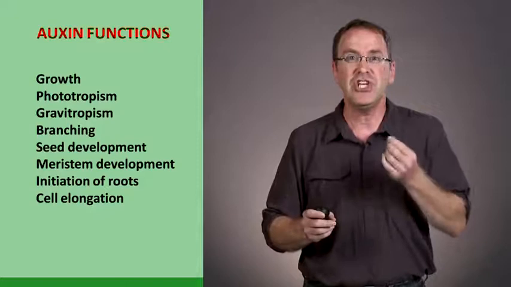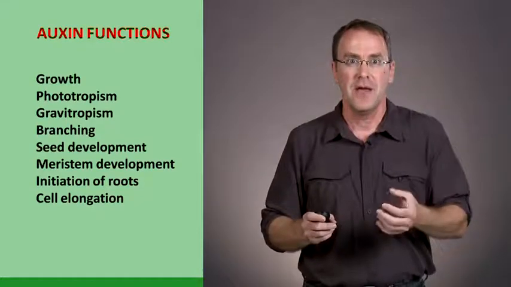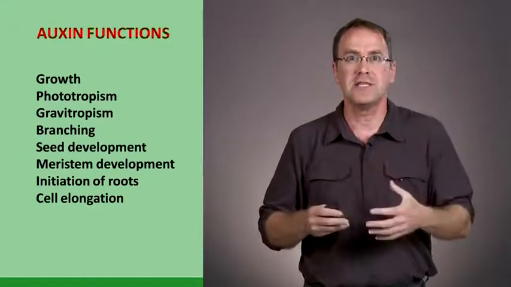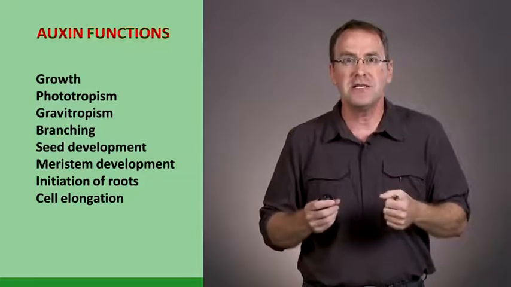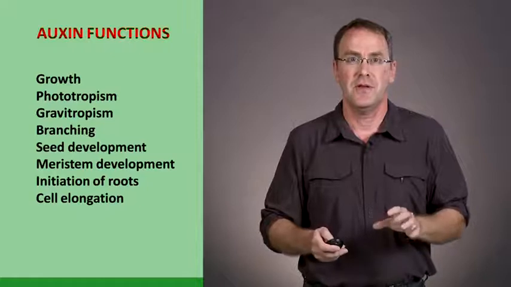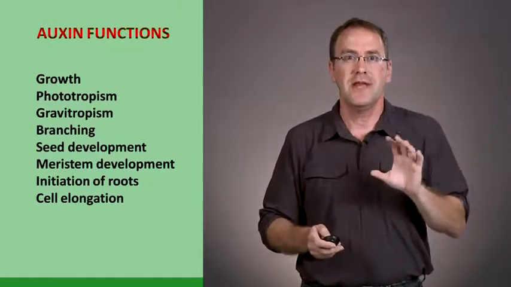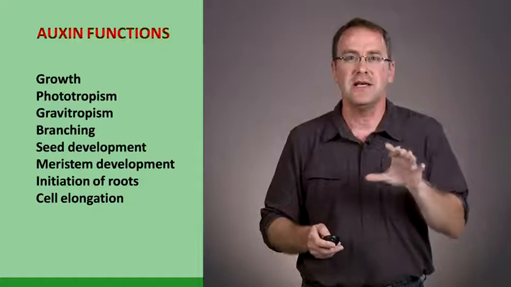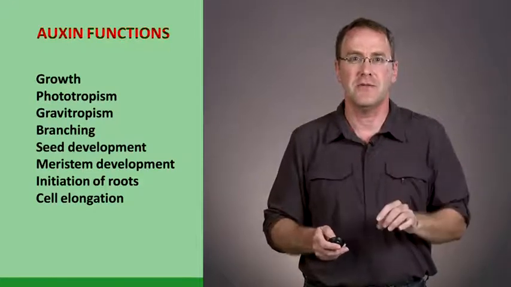One is in initiation of roots. Auxin is the hormone which causes roots to form, and auxin is the hormone which stimulates cells to elongate. So let's talk about this role, that one of the major roles of auxin is to stimulate cell elongation.